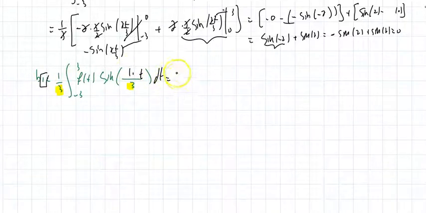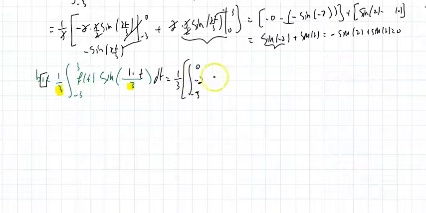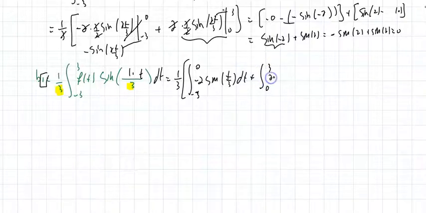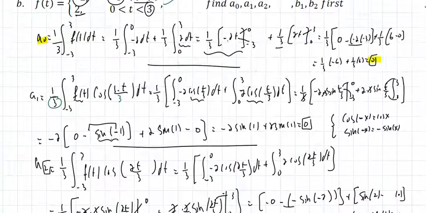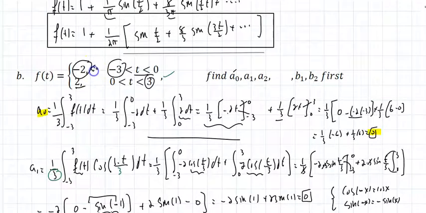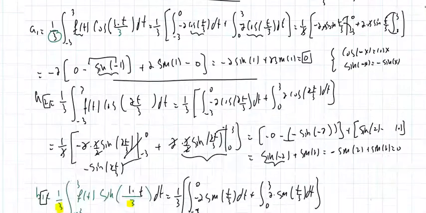Alright, what is that? That is 1/3 times the integral from negative 3 to 0 of, I believe, a negative 2 times the sine of t over 3 dt, plus the integral from 0 to 3 of 2 times the sine of t over 3 dt. It was negative 2 and 2, right? Those don't have to match, but here they do match.